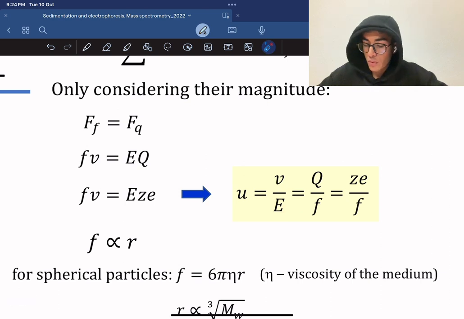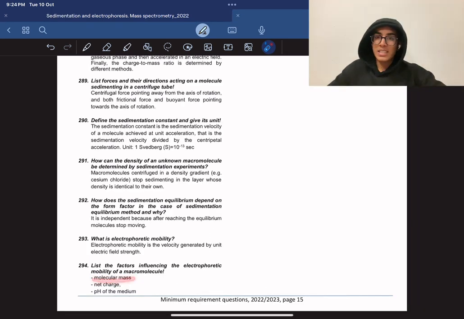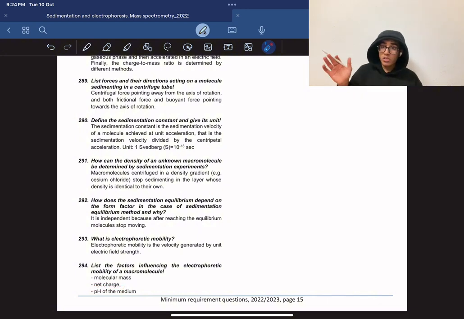But you're going to say, okay, fine, where's the mass? There's no mass. Don't be stupid. Mass still matters, even though electrophoretic mobility just says velocity and electric field. Over here, we can see molecular mass is definitely important. It's not more important, but it's definitely important. If you're heavy, you're not going to move. It's just common sense. Net charge, of course, if you have more charge, you're going to scurry towards the positive side or negative side, whatever.